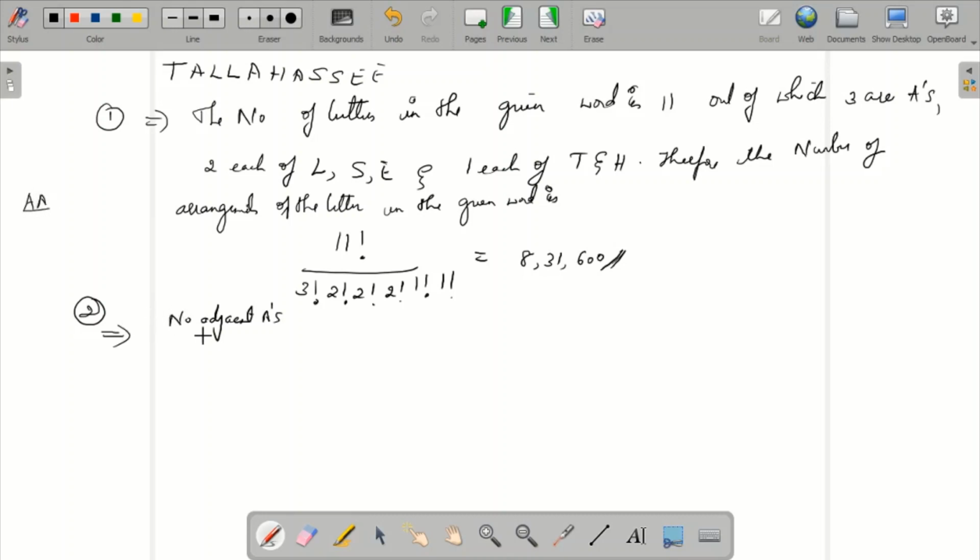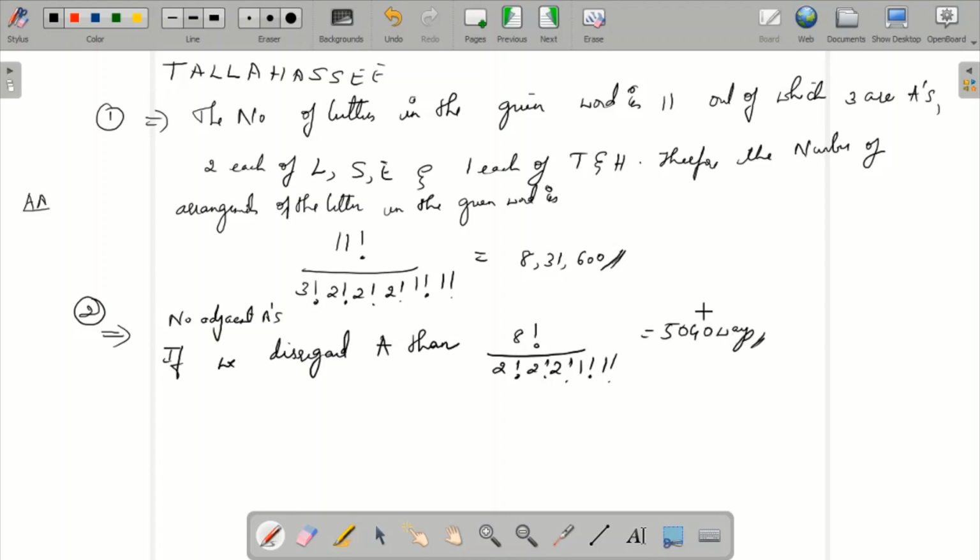So what we can do is disregard A. Disregarding A means if we remove A, then how many letters will be there? 11 minus 3, it is 8 factorial divided by 2 factorial, 2 factorial, 2 factorial, and 1 factorial and 1 factorial. So this would give you 504 ways. So this is the arrangement of all the letters except A.